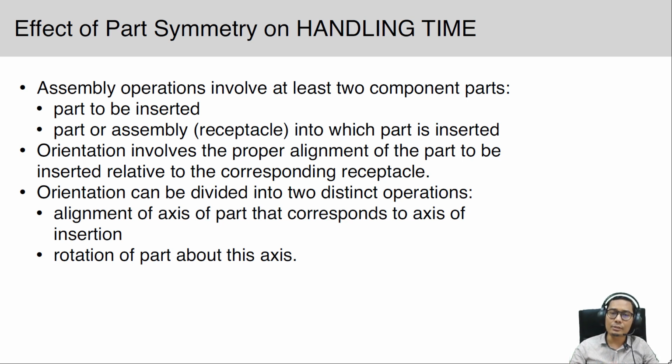So the assembly operations involve at least two component parts, which are first the part to be inserted, and also the second one is the part or assembly receptacle into which the part is inserted. The orientation involves the proper alignment of the part to be inserted relative to the corresponding receptacle. So orientation also can be divided into two distinct operations, which are the alignment of the axis of the part that corresponds to the axis of insertion, and also rotations of the part about this axis.